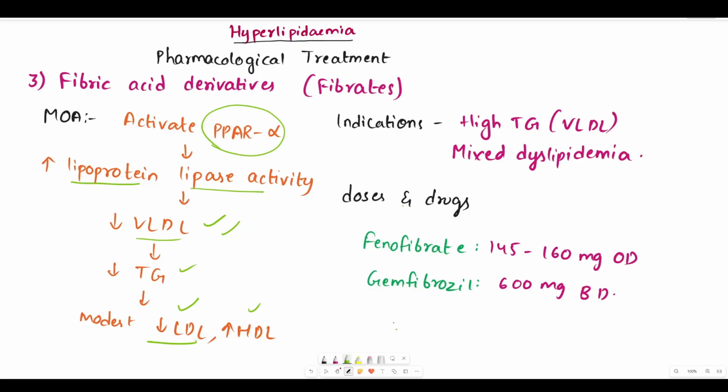Coming back to the indications, this is given mainly in case of high triglycerides, especially if the VLDL levels in the body are high.